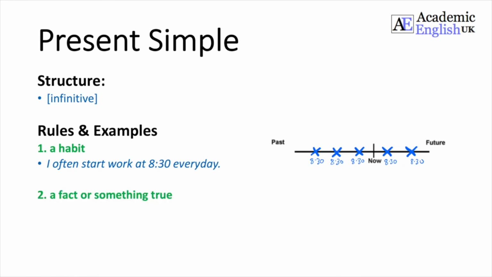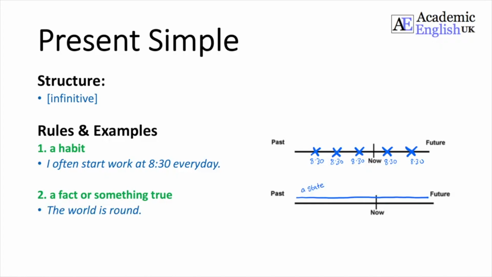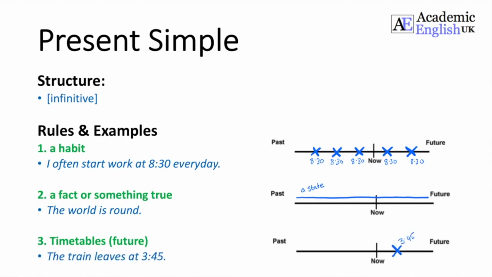Number two, a fact or something that is generally true. The world is round. And number three, timetables for future. So this is present simple for future. The train leaves at 3:45.